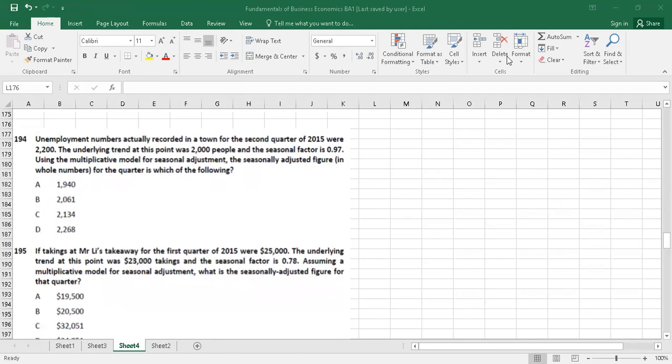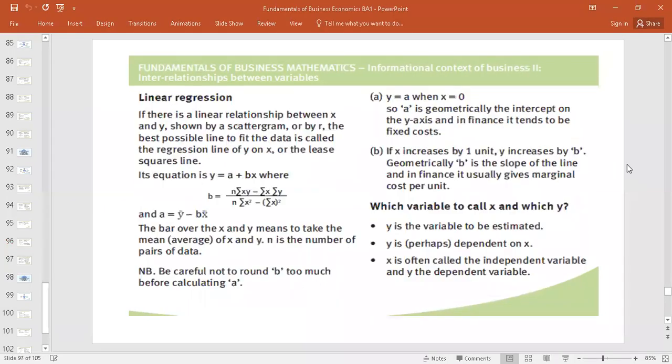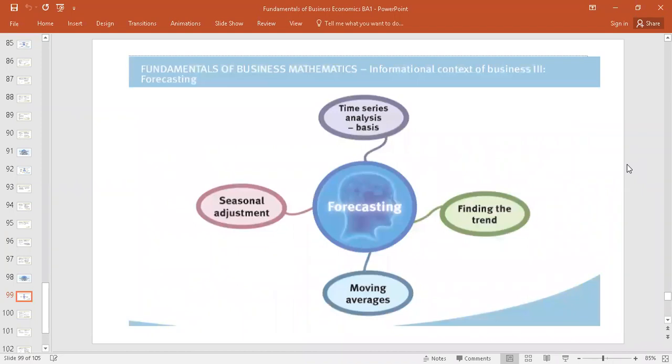Now 194, come to this chapter. The question says that unemployment numbers have a term, so there is a multiplicative model for seasonal adjustment. We didn't discuss the theoretical aspect. Maybe we will extend. I don't know whether we will be able to finish it in the remaining half an hour's time. If we can finish, fine. Otherwise, tomorrow for 10 minutes we can meet one more time.